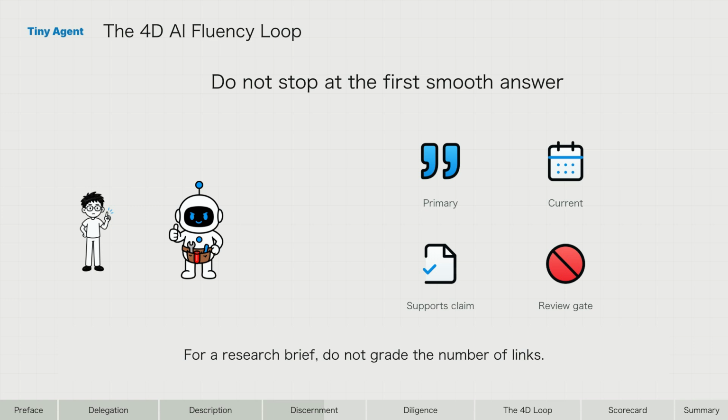For a research brief, do not grade the number of links. Check whether the sources are primary, whether the dates fit the question, whether quoted evidence supports the conclusion, and whether unresolved uncertainty is named. A confident summary without that chain is not ready. The common failure is accepting the first smooth answer. Speed creates a false stopping signal. Pause where the decision is expensive, where a claim changes action, or where the artifact will be published, sent, merged, purchased, or used to judge another person.